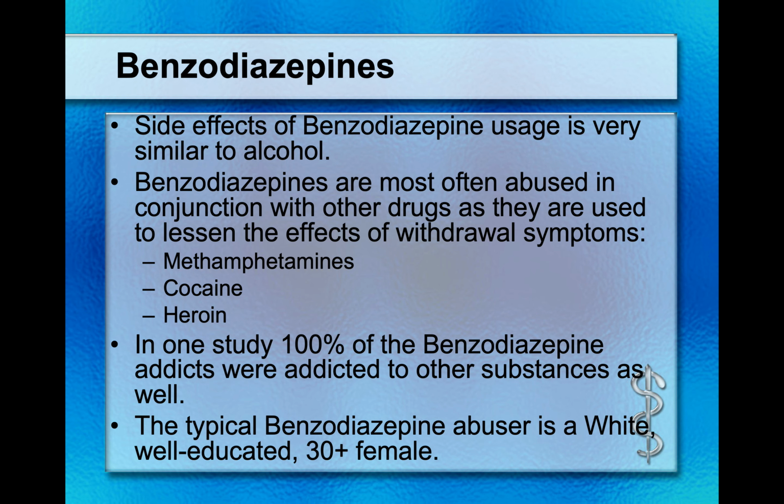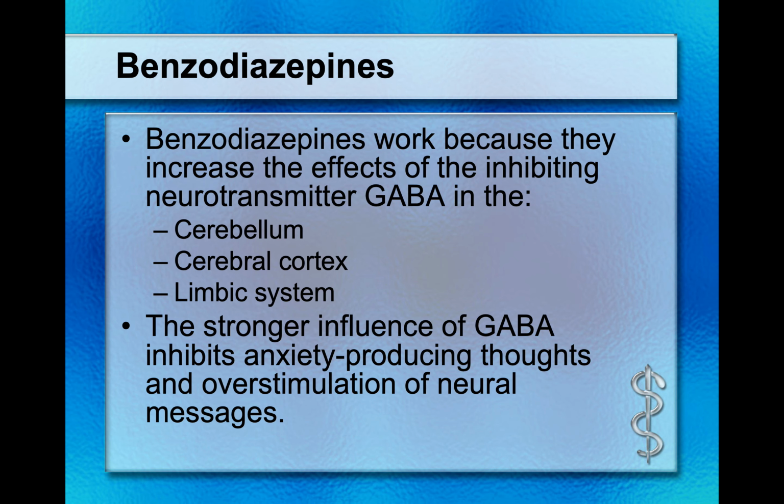Benzodiazepines are most often abused in conjunction with other drugs, as they are used to lessen the effects of withdrawal symptoms. The other drugs commonly used with the benzodiazepines are methamphetamines, cocaine, and heroin. In one study, 100% of benzodiazepine addicts were addicted to other substances as well. The typical benzodiazepine abuser is a white, well-educated, 30-plus female.